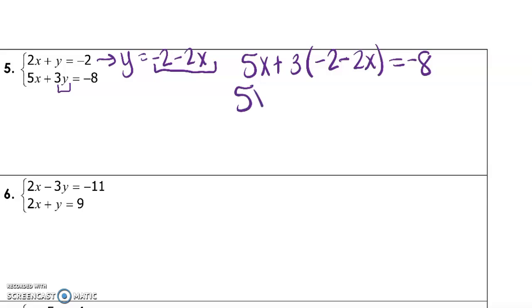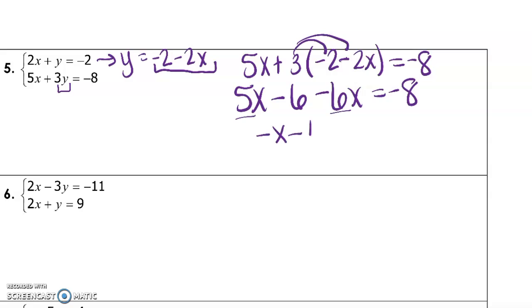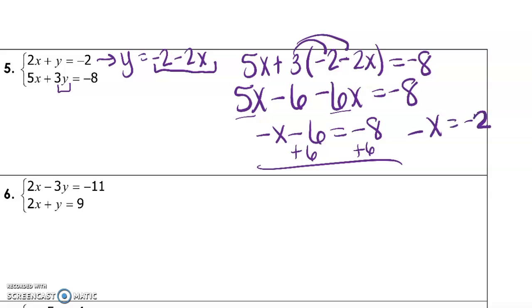To solve, we have to distribute the 3, so that becomes -6 minus 6x equals -8. Combine your like terms. 5x minus 6x gives us -x minus 6 equals -8. Then I need to add 6 to both sides. So I have the opposite of x equals -2. Then I need to divide by -1 and get x equals 2.